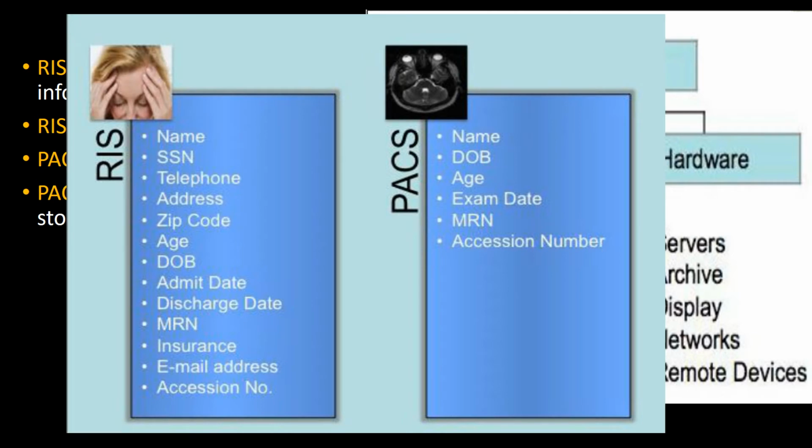Examples of what might be in a radiology information system would be a patient name, social security number, addresses, insurance information, email, contact info, all that kind of stuff. In PACS, it's much more limited: name, date of birth, age, what exam was performed, what exam date, accession numbers, that sort of thing.